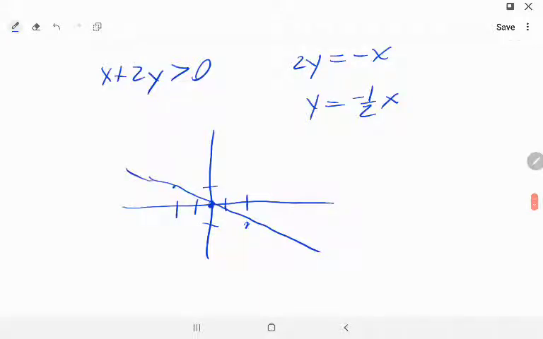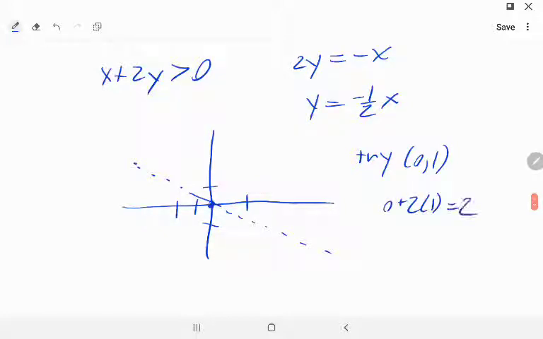You notice that we want it to be a dashed line. So we'll just make it a dashed line. And so now we have to try maybe 0, 1. So we still pick the easiest point available. And we notice if we try 0, 1, we're going to get 0 plus 2 times 1 equals 2, which is greater than 0. And so we can shade that side of the line. That includes the point 0, 1.